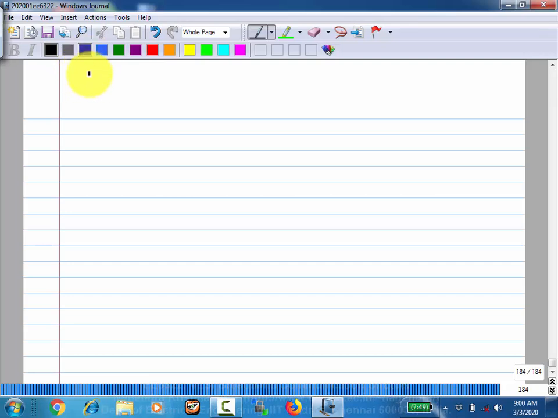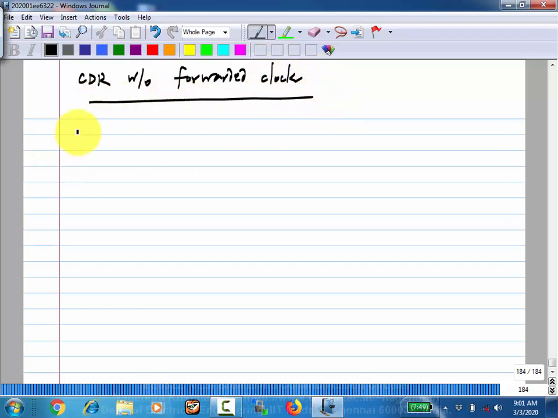Yesterday we derived the topology of the clock and data recovery without forwarded clock. The idea is you use a voltage controlled oscillator to generate the clock. Okay?